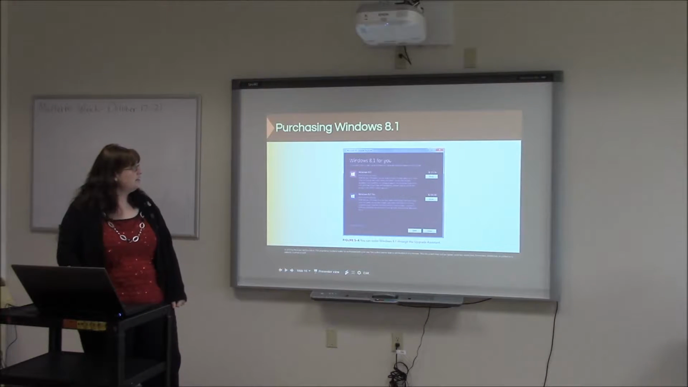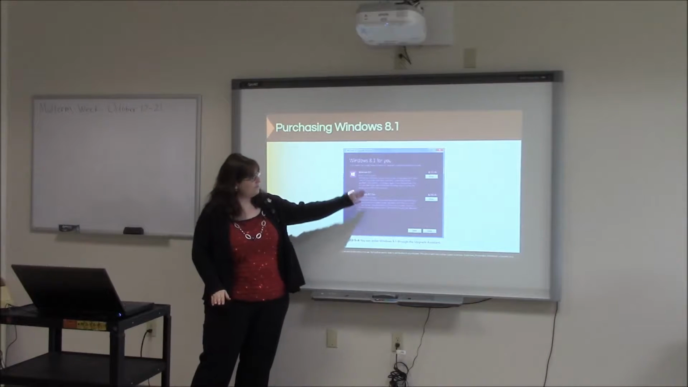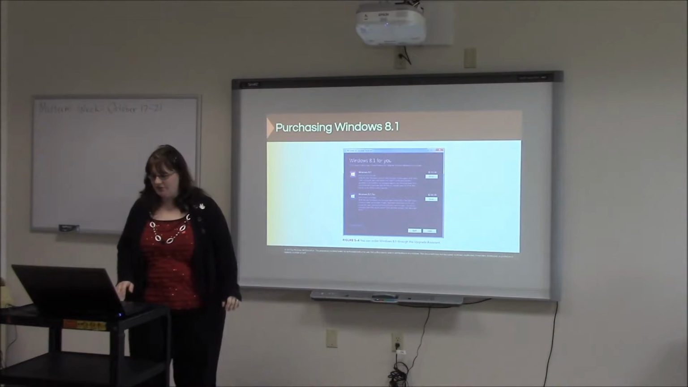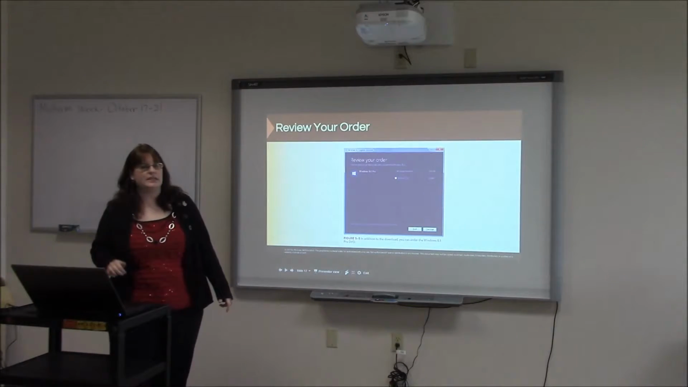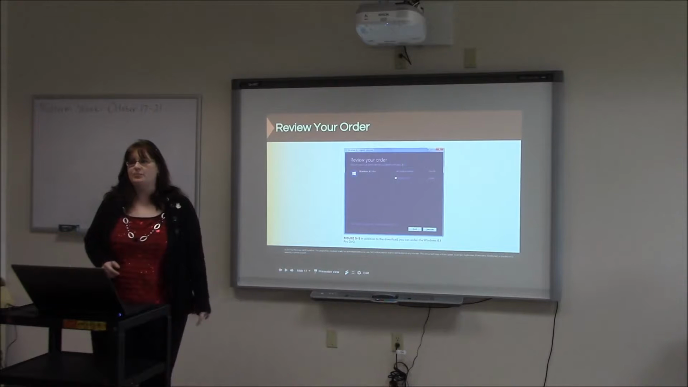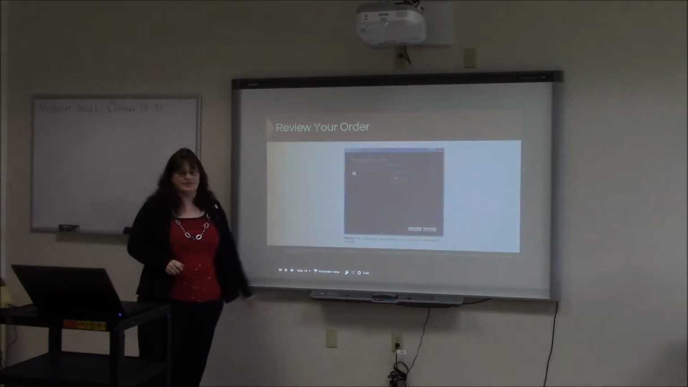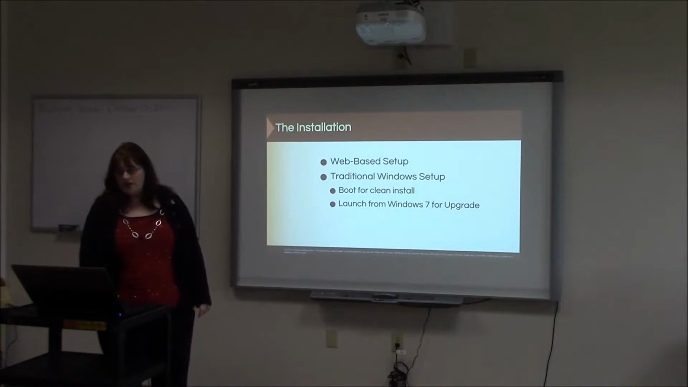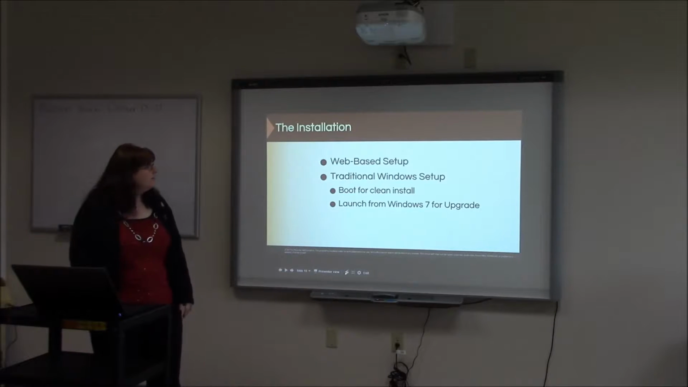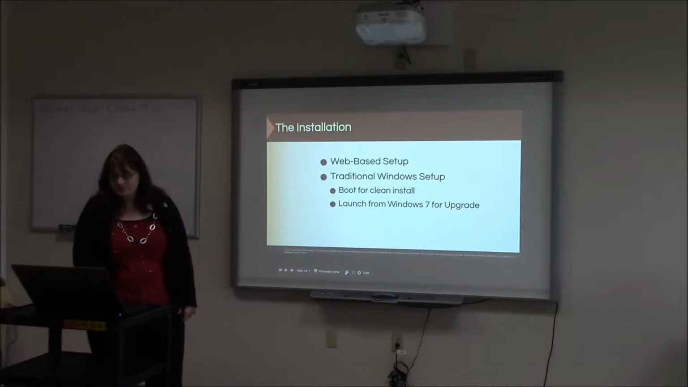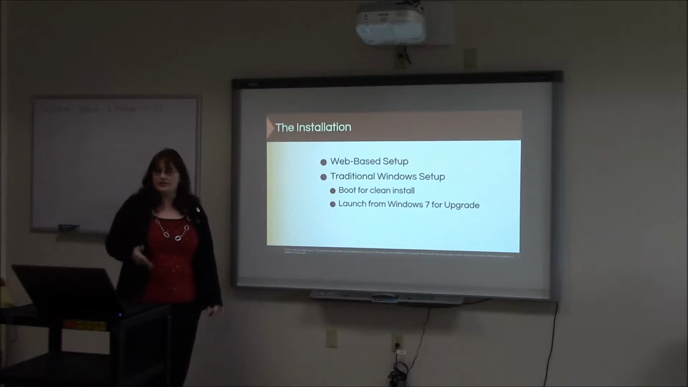Here's the upgrade assistant, and it's letting you know that based on the version of Windows that you have, you can buy either one of these, and the prices are different for each one. For most home users, they just need Windows 8.1 plain. For most business users, they need the Pro version. And then here you can review your order, and you can request to have a copy of the Windows DVD sent to you. In case you ever have to install Windows again, you don't have to worry about getting the software, because you've already got a DVD. The installation can be web-based, or you can do the traditional Windows setup like we did in class last week.